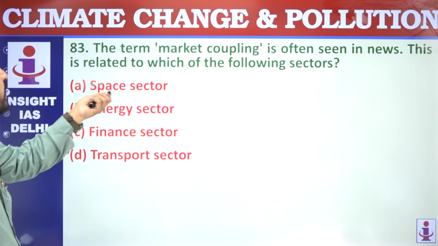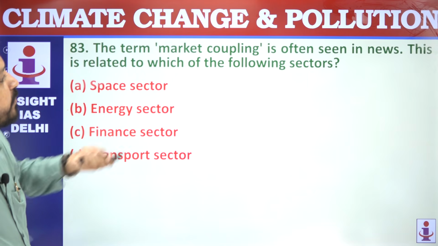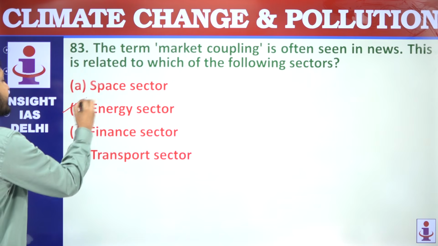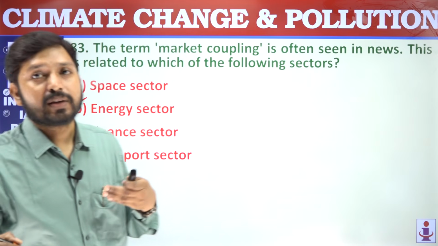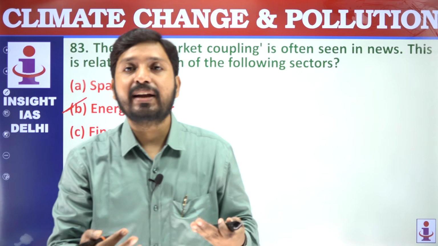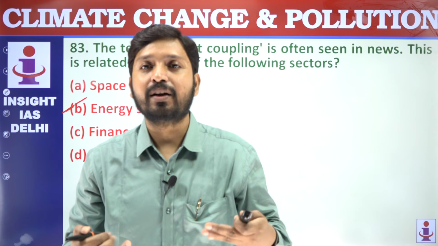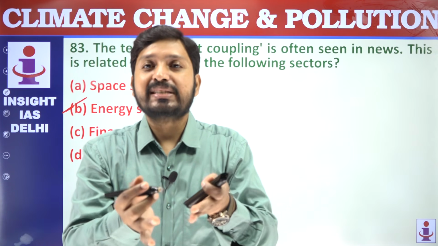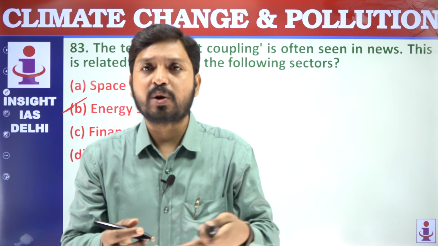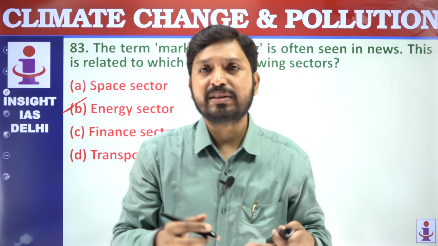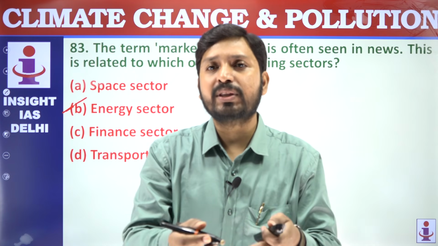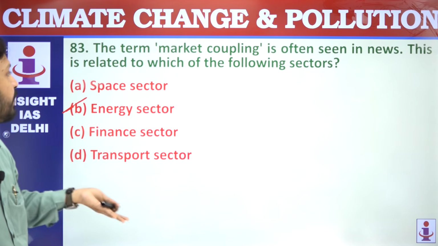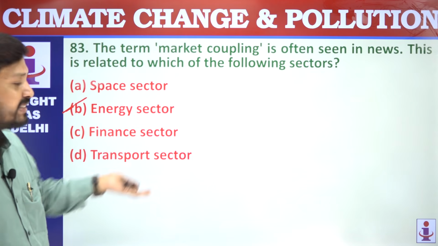Next one. The term market coupling is often seen in news. This is related to which of the following sectors? This is related to the energy sector. For example, the bidders will be there, right, for buying or selling of these things. So all these things will come to the same platform. Especially the discoms, or power purchase agreements or whatever that are there, everyone will come to the same platform, and there they have used this term market coupling. So it is related to the energy sector.